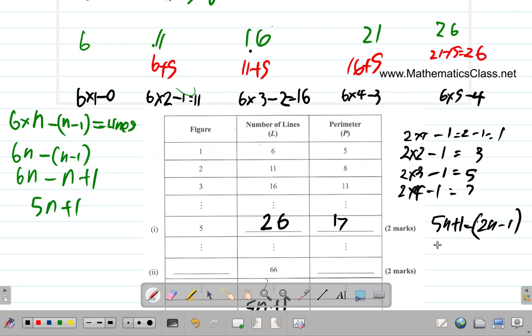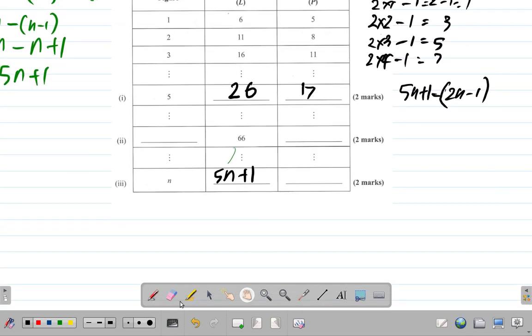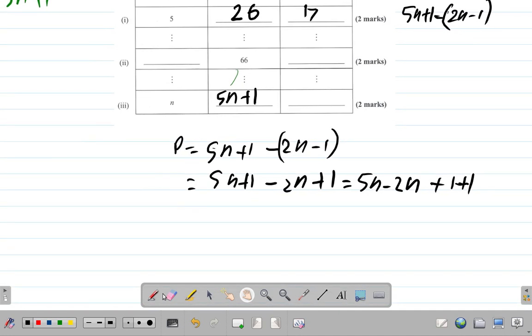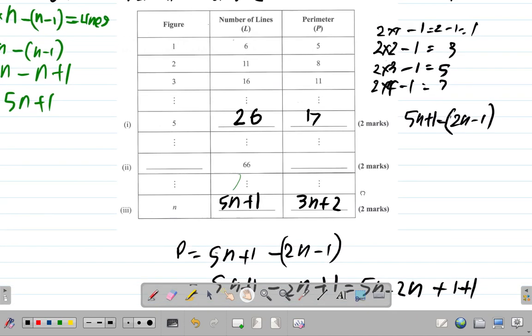You can expand the bracket and simplify this. You put it down here, so the perimeter would be 5n plus 1, that's the number of lines, and you minus (2n minus 1). That's 5n plus 1 minus 2n plus 1. You see it when you open the bracket? So you say 5n minus 2n plus 1 plus 1. 5n minus 2n is 3n, and 1 plus 1 is 2. So the perimeter would be 3n plus 2.